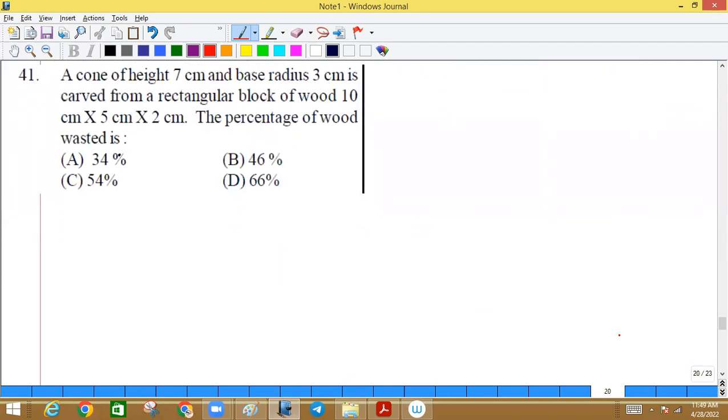A cone of height 7 centimeter and base radius 3 centimeter is carved from a rectangular block of wood. Length is 10, breadth is 5, height is 2. Find the percentage of wood wasted.